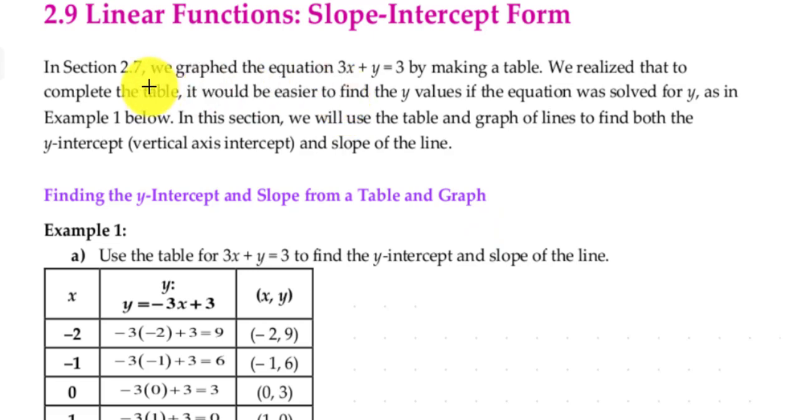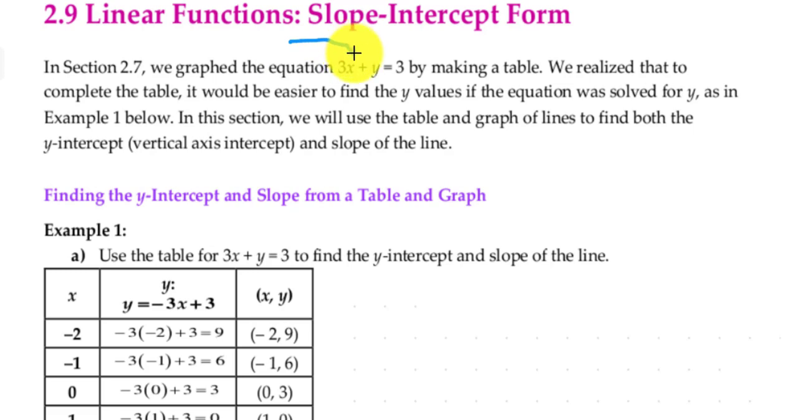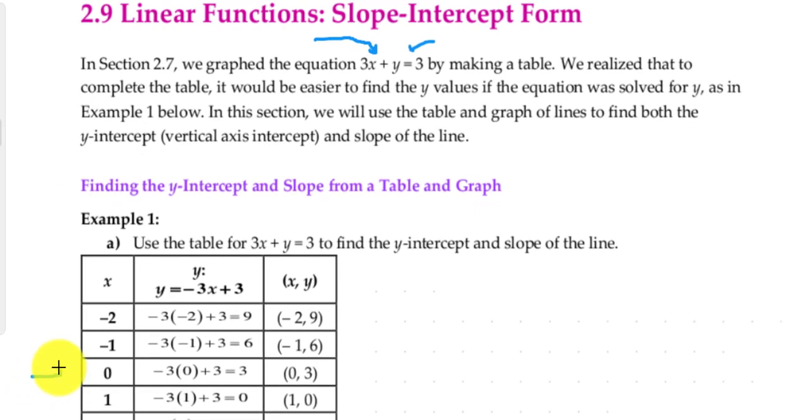So if you remember earlier, I think in section 2.7 we had an equation 3x plus y equals 3, and we created a table using this equation. I could sub in values for x. For example, I could put in 0 for x, and then solve for y, and you see down here, when x is 0, y turned out to be 3, so here's the ordered pair. And I could keep putting in different values, like 1 and -2 and so on, and then solve this equation for y.